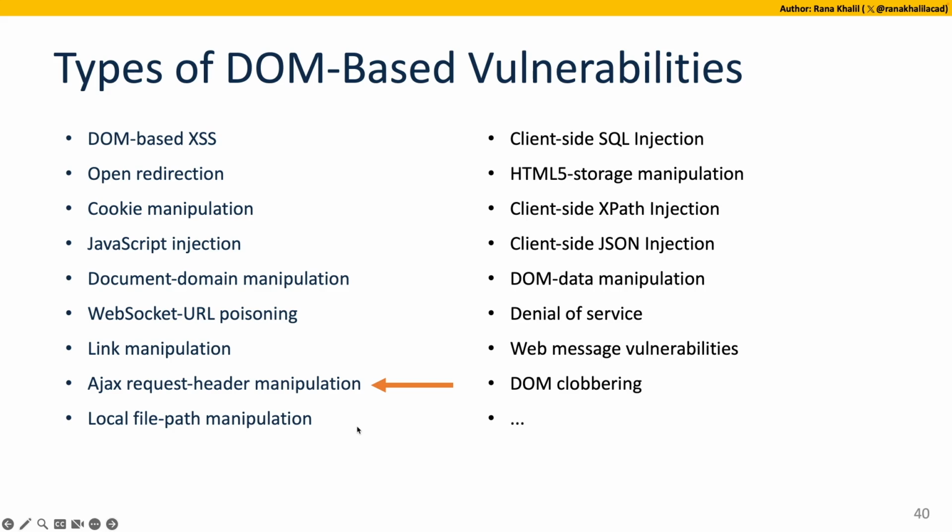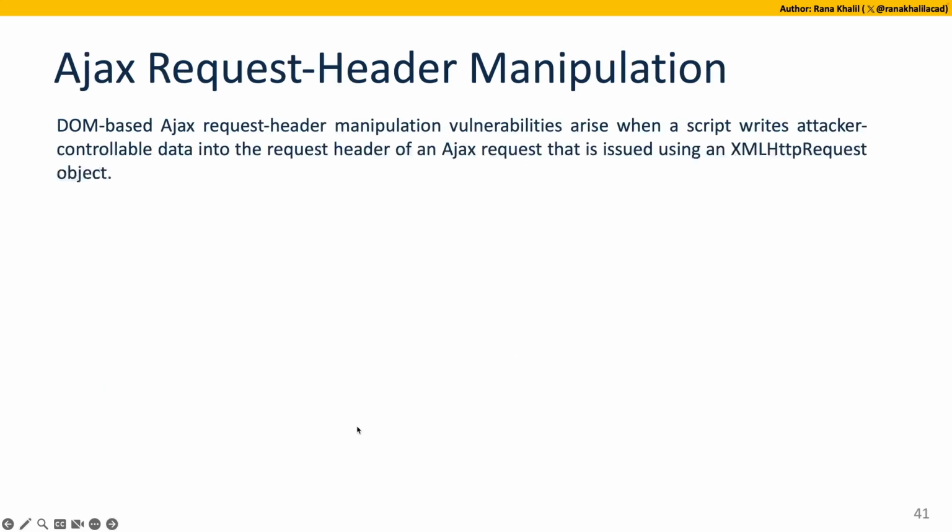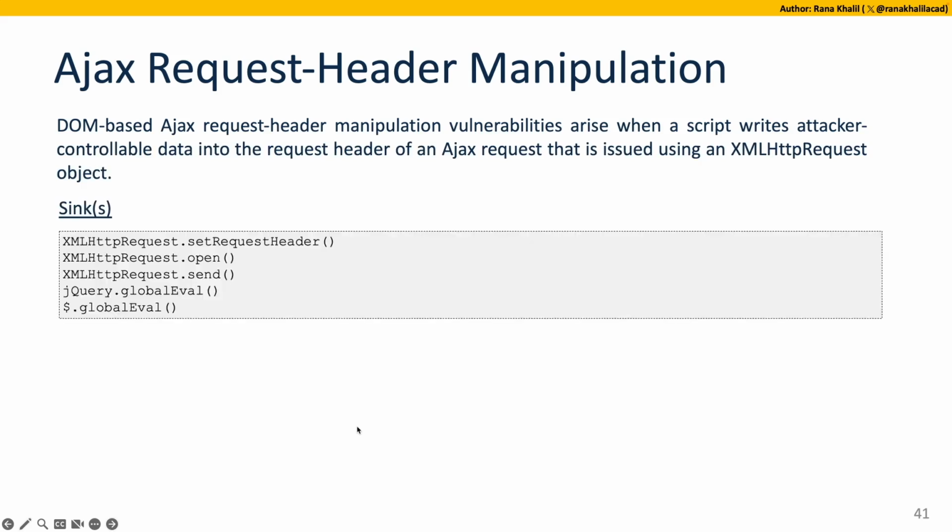Moving on to AJAX request header manipulation. DOM-based AJAX request header manipulation vulnerabilities arise when a script writes attacker-controllable data into the request header of an AJAX request that is issued using an XMLHttpRequest object. So the sinks for this specific vulnerability are the setRequestHeader, the open, and the send methods for the XMLHttpRequest object. Another potential sink is the jQuery.globalEval function.